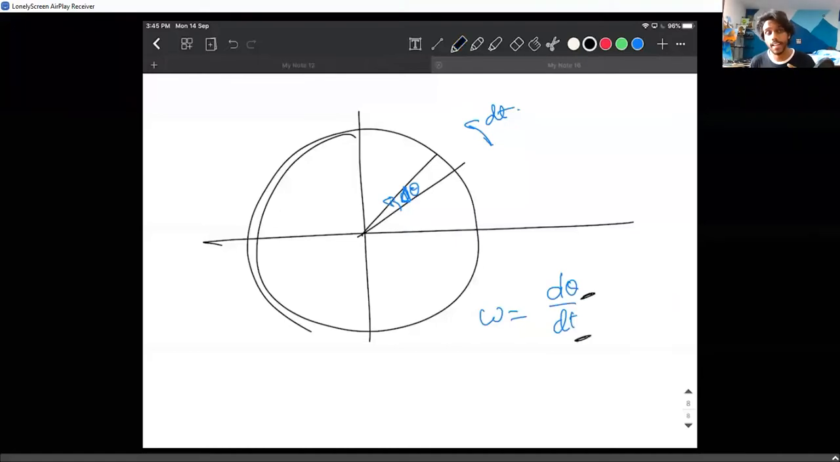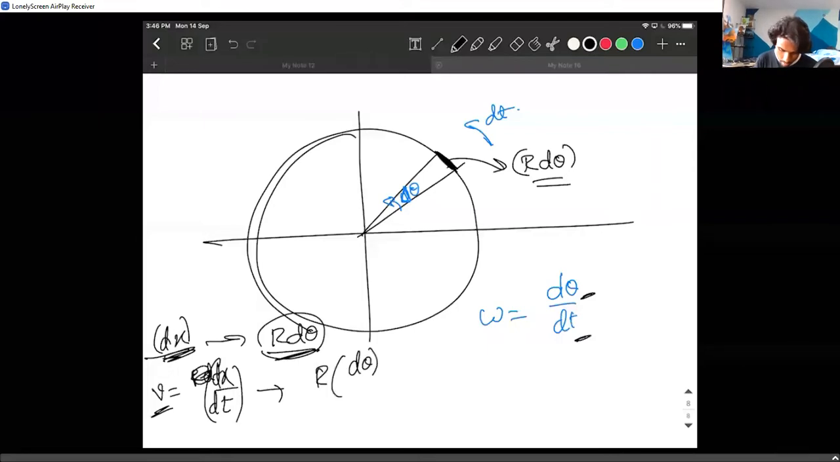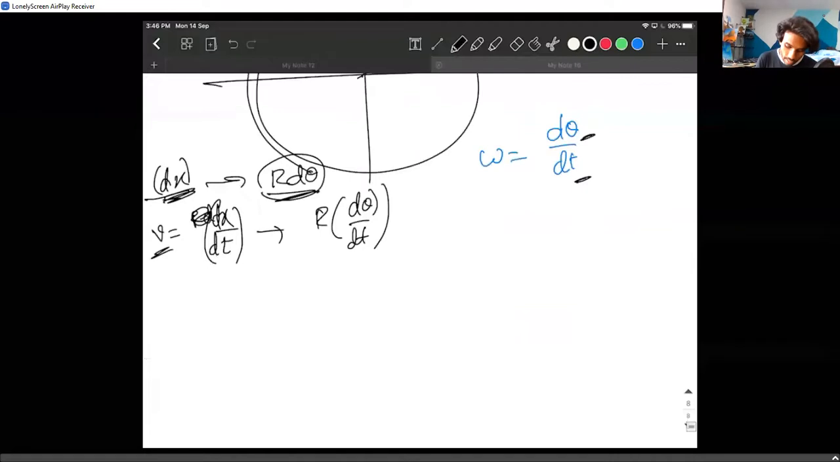Now, how do I relate this idea to linear components? What is the linear displacement here? This small thing. You must be aware that this is nothing but r d theta already. So the linear displacement dx equals r d theta. If I want the velocity here, I would write dx by dt, which gives r d theta by dt. So we arrive at the relation v equals r d theta by dt, but d theta by dt is nothing but omega. So v equals r omega.